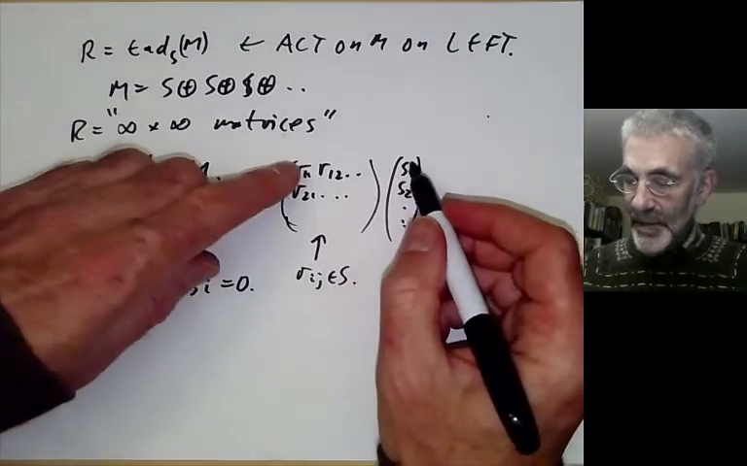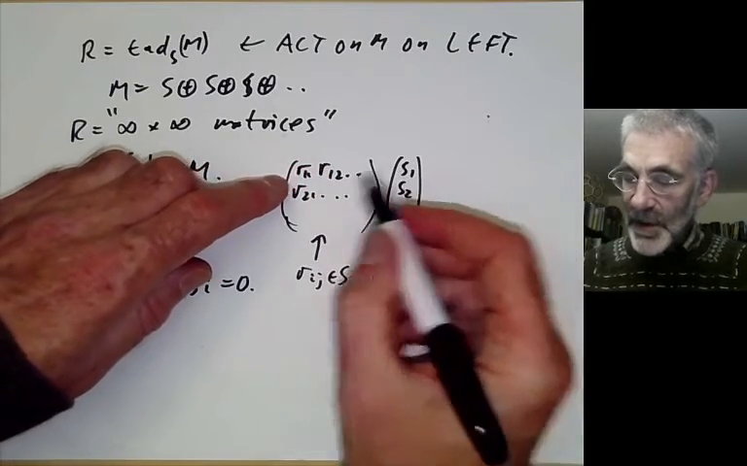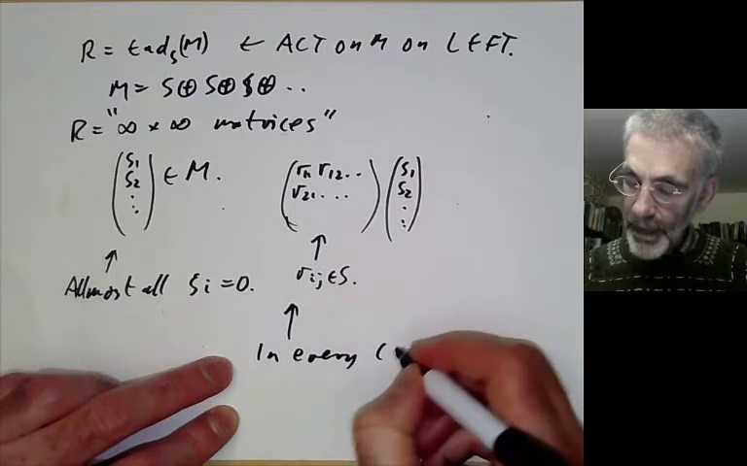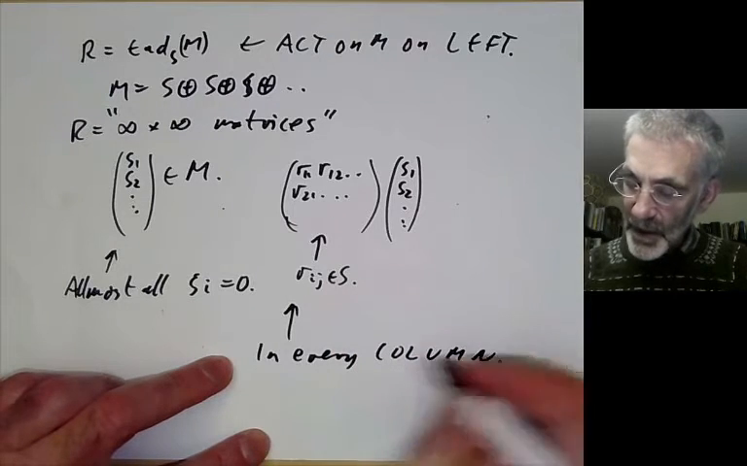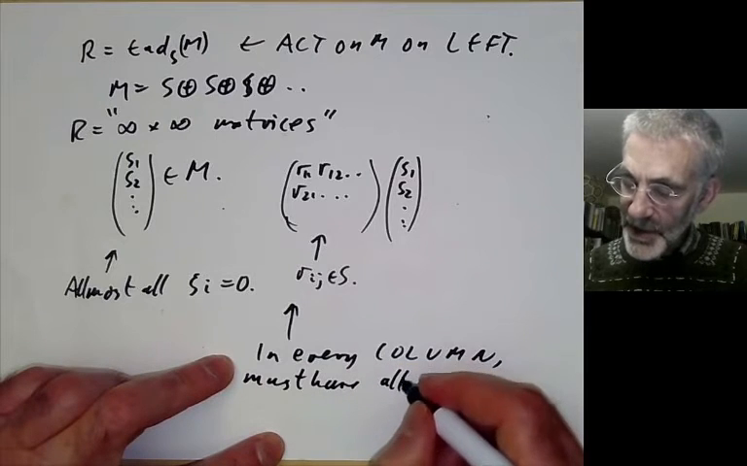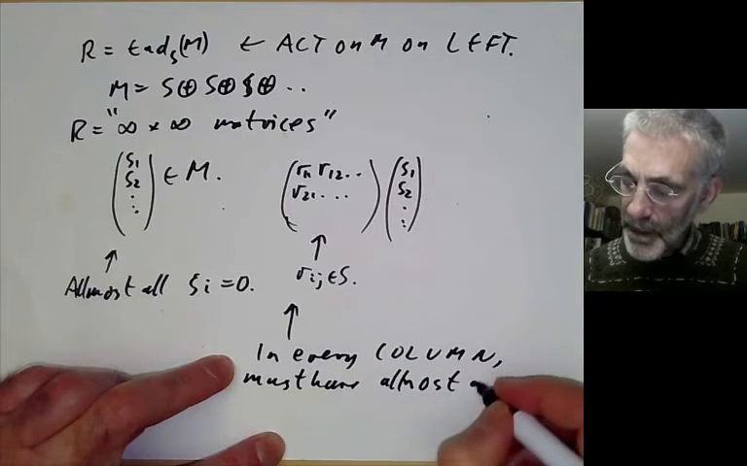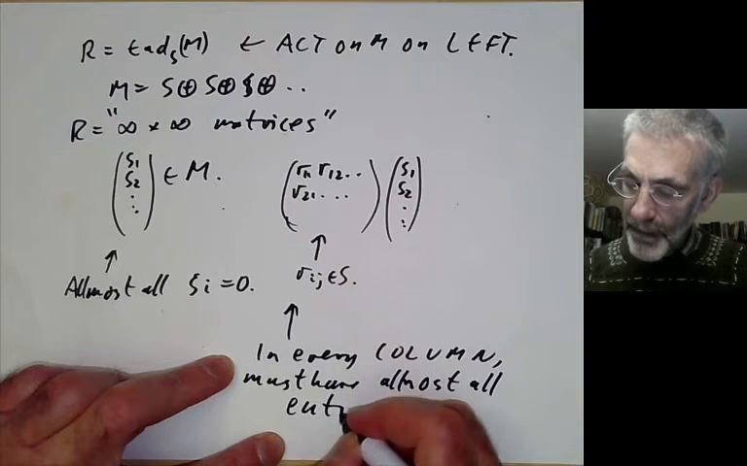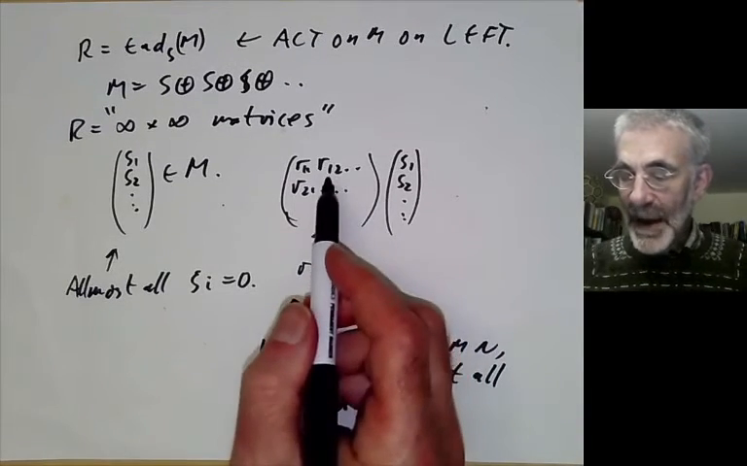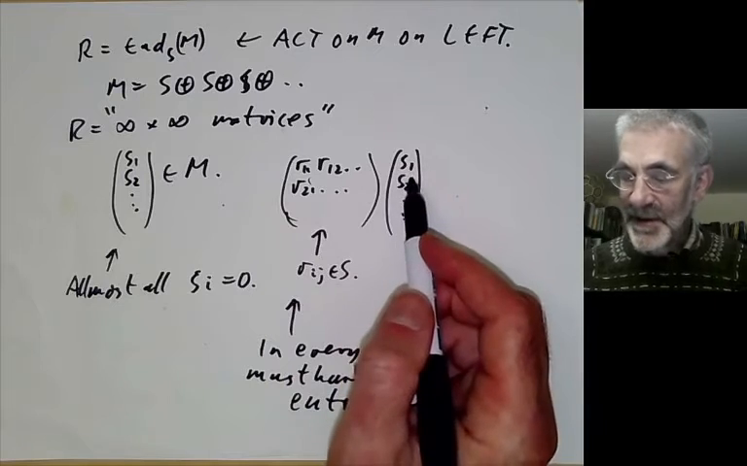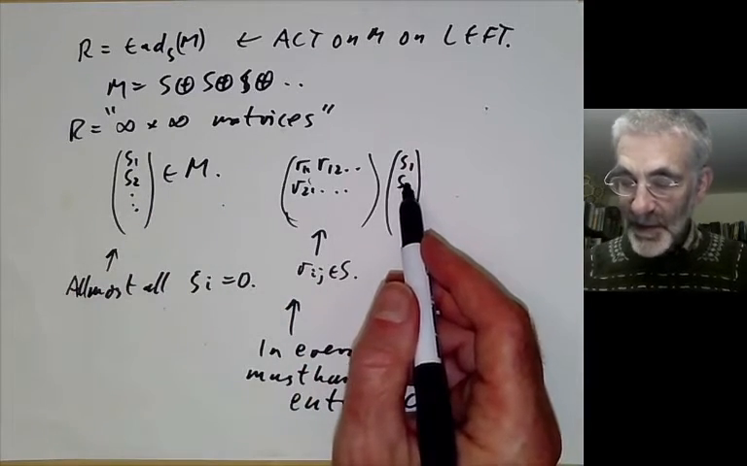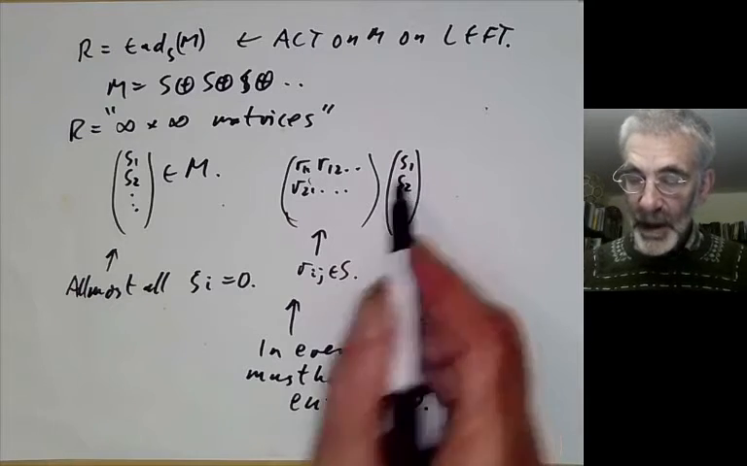And you notice that in every column we must have almost all entries be 0, because we want the action of this matrix on this vector to be another element of M, so almost all its entries must be 0.